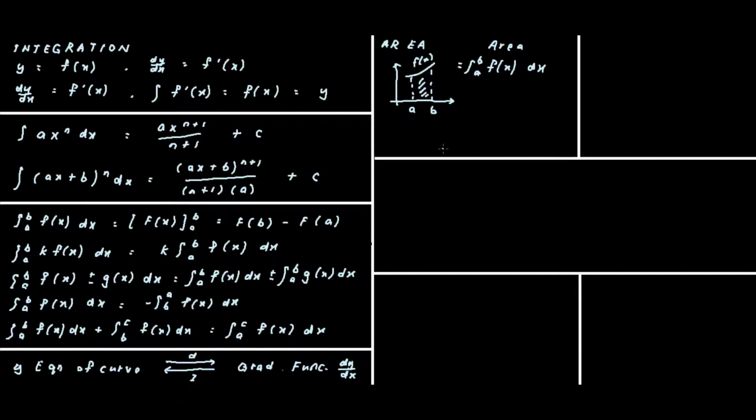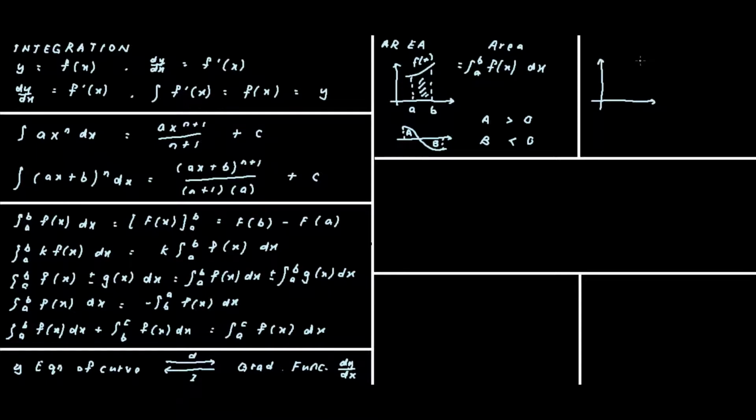For this one, let's say this is the y-axis, like this. If this is area A, then this is area B. We know that this is the area between the curve and the x-axis, so anything below the x-axis will give you a negative answer. In this case, area A will be a positive one, and area B will be a negative one.